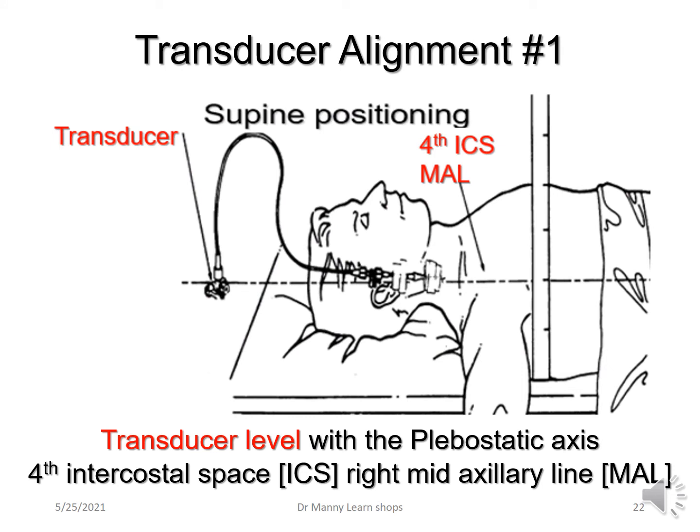When we look at transducer alignment, the transducers have to be in the right position, as I indicated previously with the manifold. So transducer alignment number 1 is the patient is in a supine position, or they can be at 45 degrees. But basically, the transducer level is with and at the phlebostatic axis. In the supine position, this is the fourth intercostal space in the right mid-axillary line. But it can be the left mid-axillary line as well. Essentially, you want to be close to the right atrium.